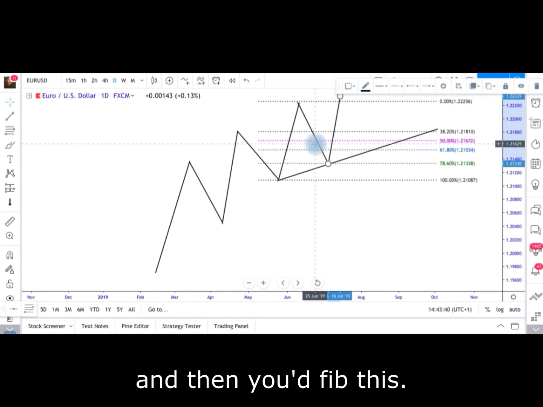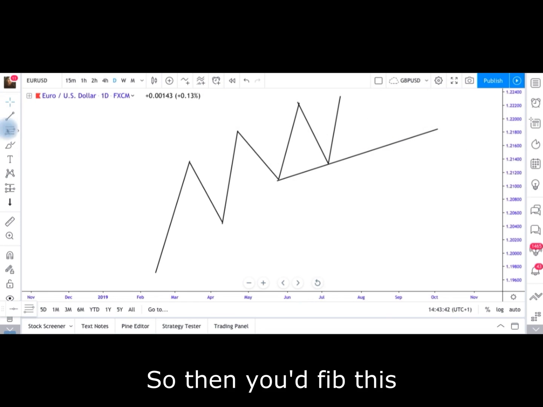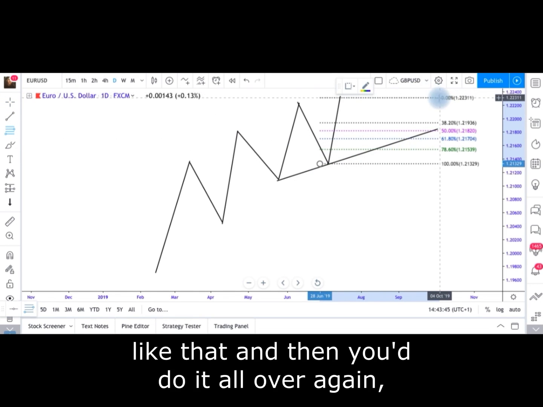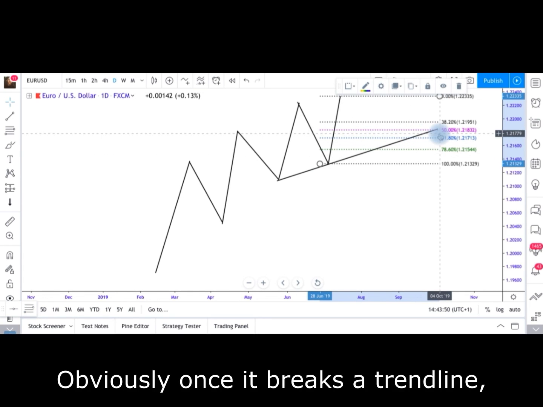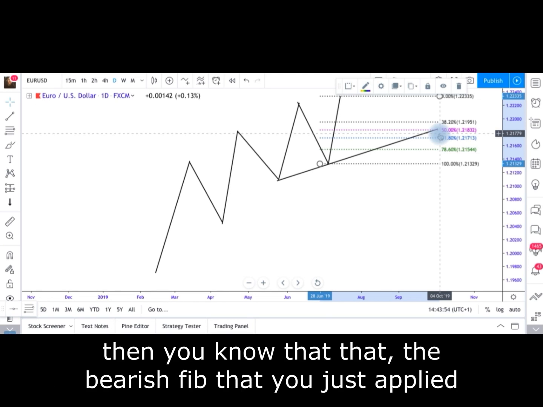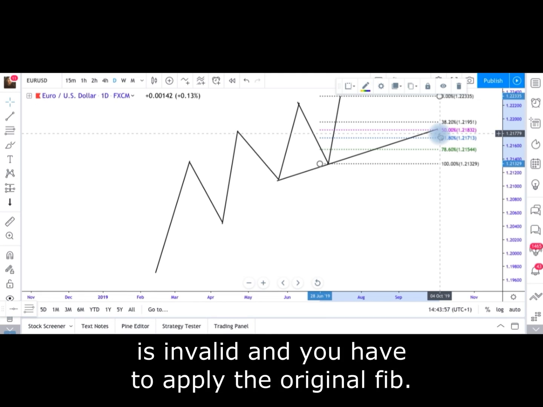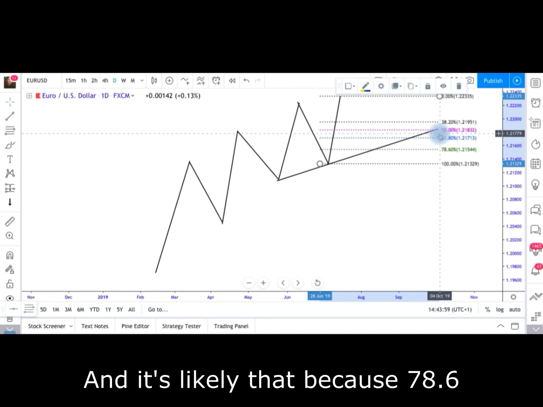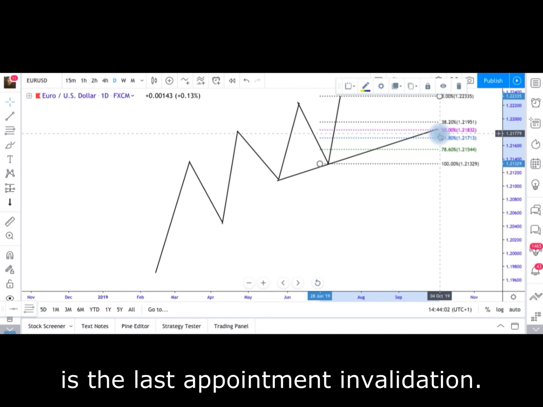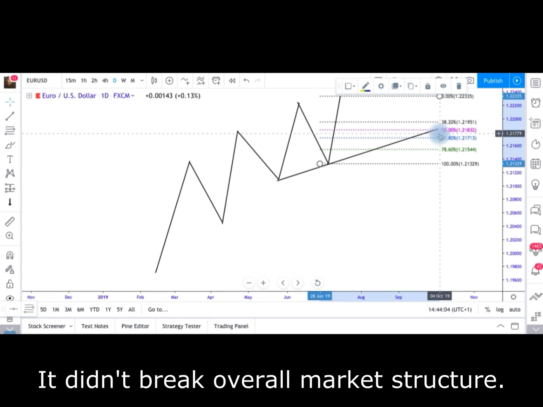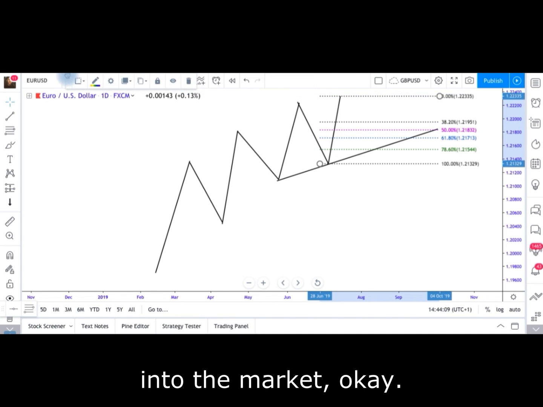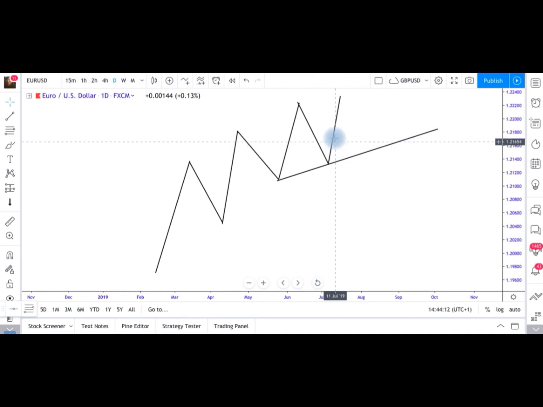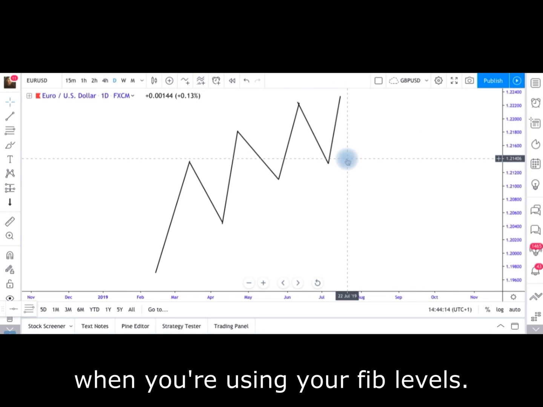And then you'd fib this. Like that. And then you do it all over again, 618, etc. And that's how quick things can change. Obviously, once it breaks a trend line, if it flicks back up above the trend line, then you know that the bearish fib that you just applied is invalid and you have to apply the original fib. And it's likely that because 78.6 is the last point of invalidation, maybe it came down to hit that. It didn't break overall market structure. So therefore, this is how quick you have to adapt into the market. Okay, so just bear that in mind when you're using your fib levels.